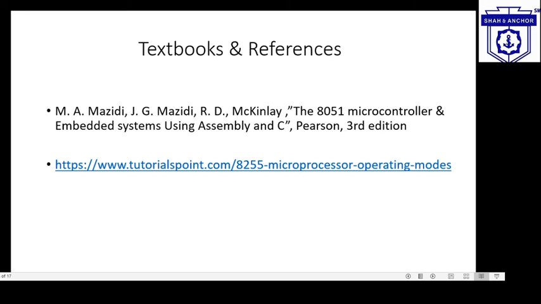For this, you have to use the book for 8051 interfacing. You can learn from the Mazidi book, and to prepare this PPT for today's lecture, I used one website, that's tutorialspoint.com. That's why I put it as a reference. So this is a reference website to learn the interfacing of 8051 with 8255 PPI.